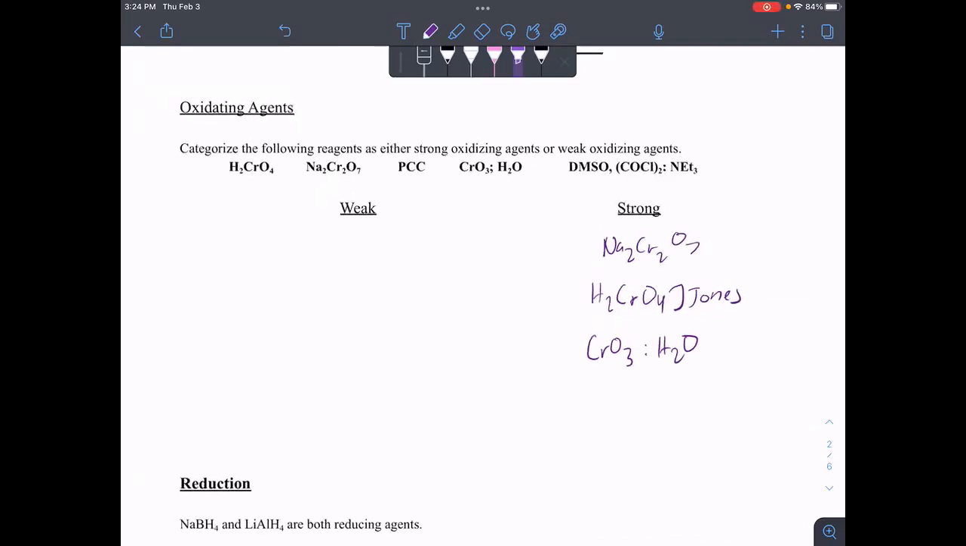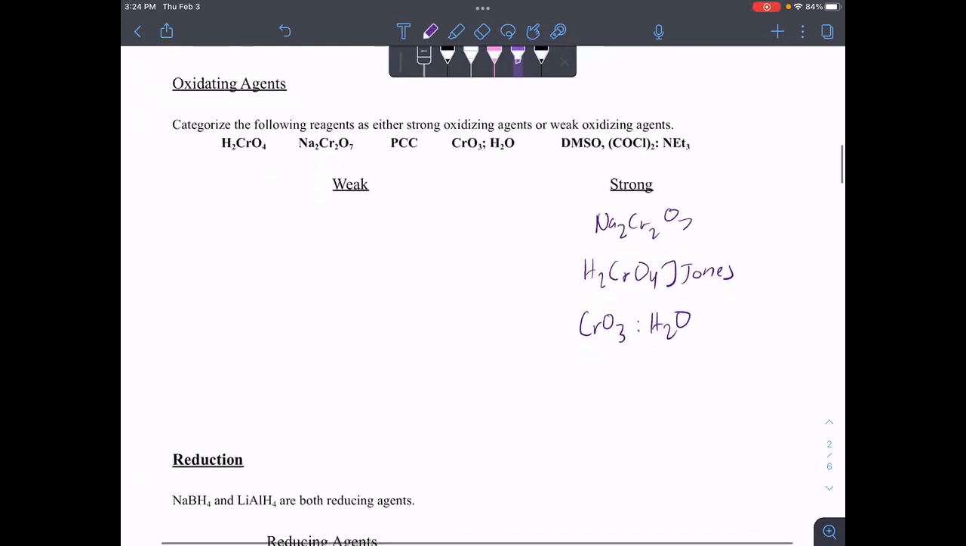Oh, and there's one that should be on here, but I forgot to add it. Another one is KMnO4. It has 4 oxygens, it's strong. But that only leaves 2 for the weak oxidizing agents. So what do we have? Yeah. And then we have the DMSO thing.